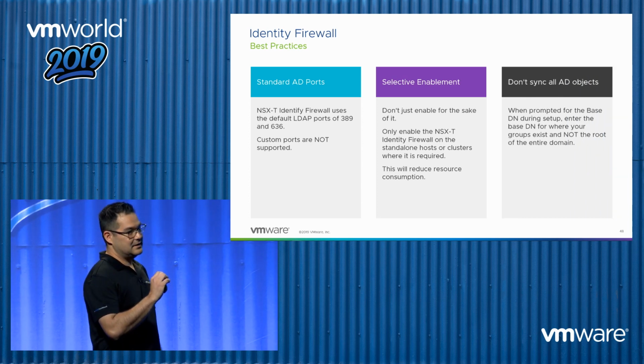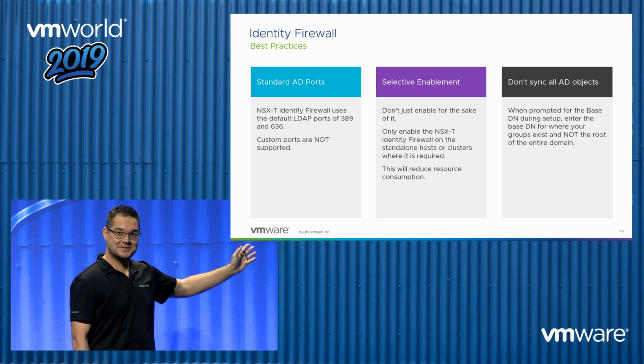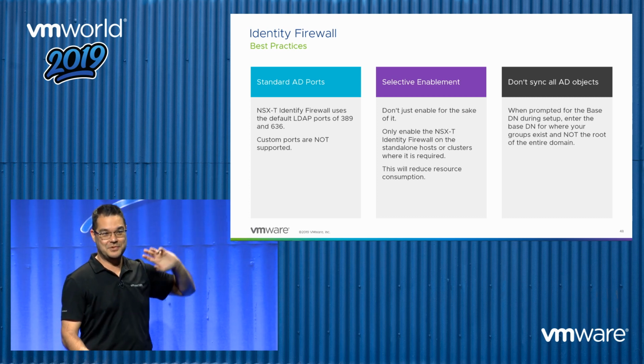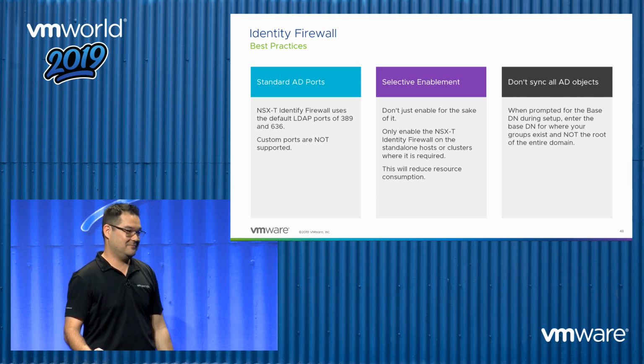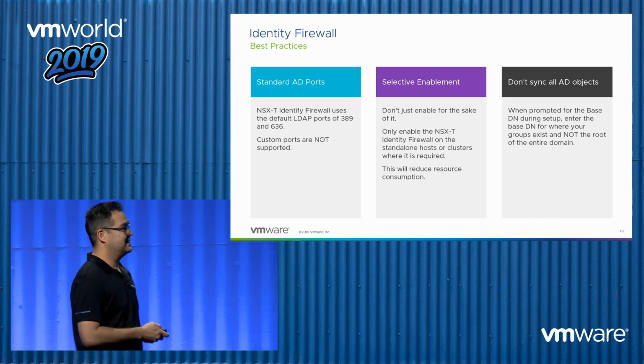And if you've got a massive AD, don't go just pointing it at the base DN and say, oh, give me everything. Because like I said before, we have limits and we publish those limits. And if it tries to suck down 2.5 million objects, what are you going to do when you've got 2.5 million objects and you're trying to synchronize? It's going to have a hard time.